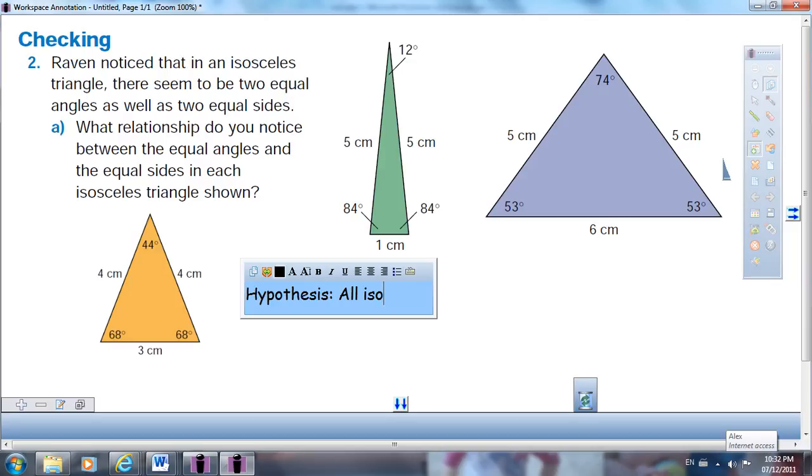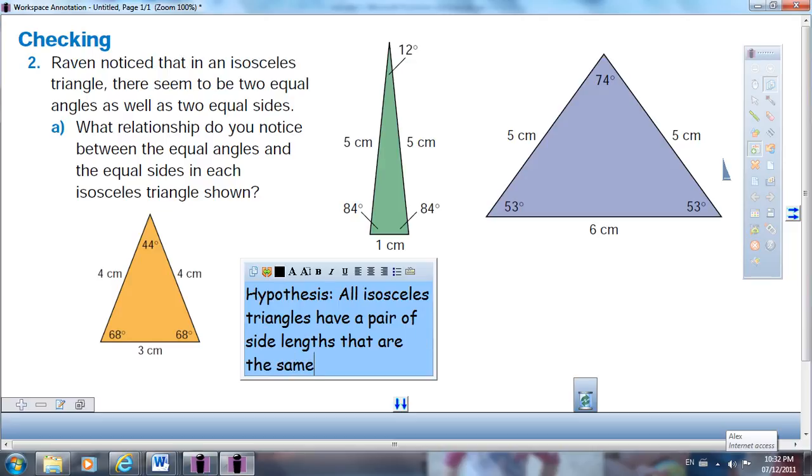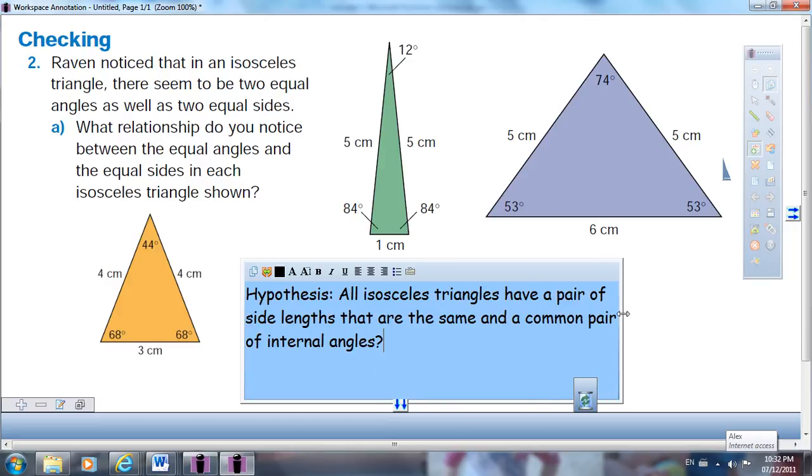Could you say that all isosceles triangles have a pair of side lengths that are the same, and a common pair of internal angles? Now, when I say common pair, I mean angles that are identical. Is that true for all three triangles?